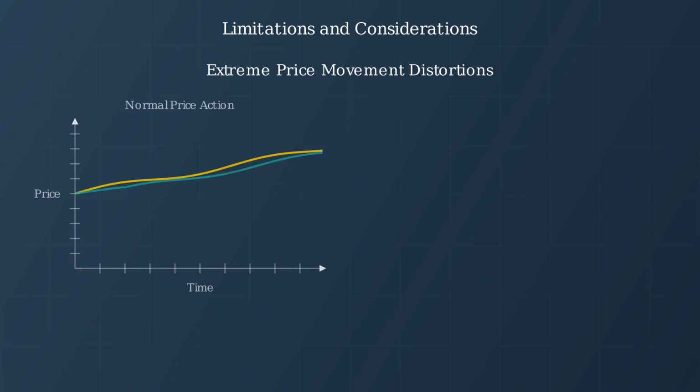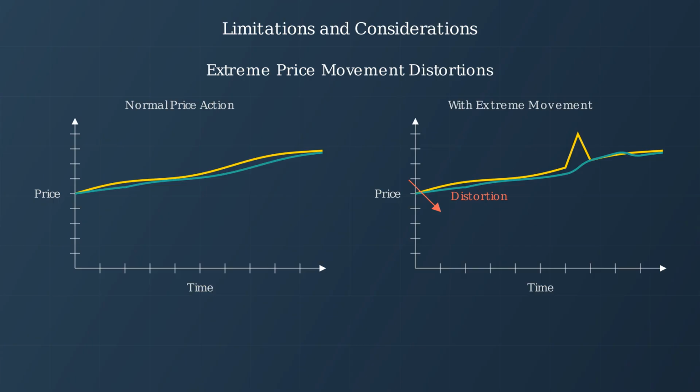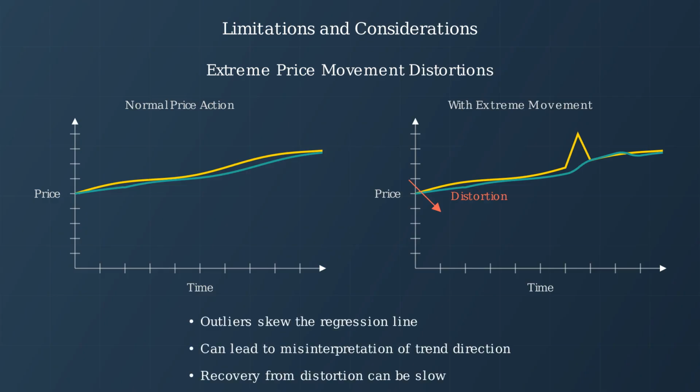Extreme price movements can significantly distort the LSMA regression line. Under normal price action, LSMA provides a smooth representation of the trend. However, when extreme price movements occur, such as gaps or news-driven spikes, they can skew the regression calculation. These outliers can cause the LSMA to misrepresent the actual trend, and it may take considerable time for the indicator to normalize after such events.